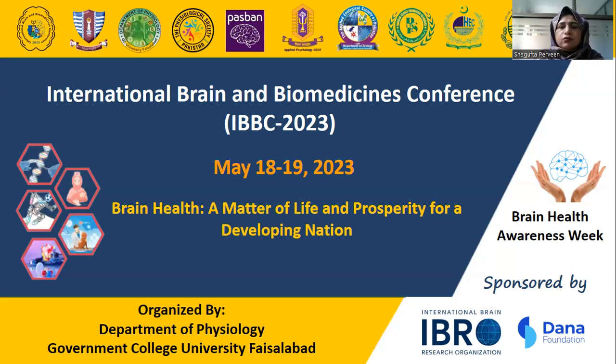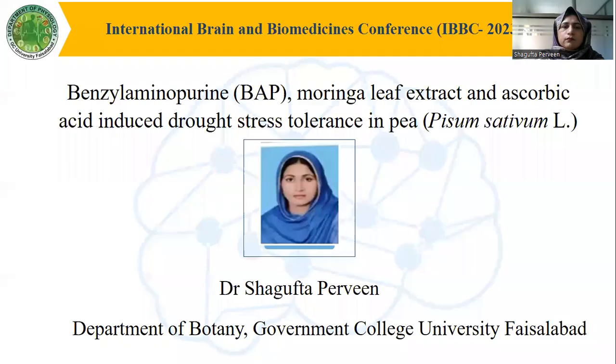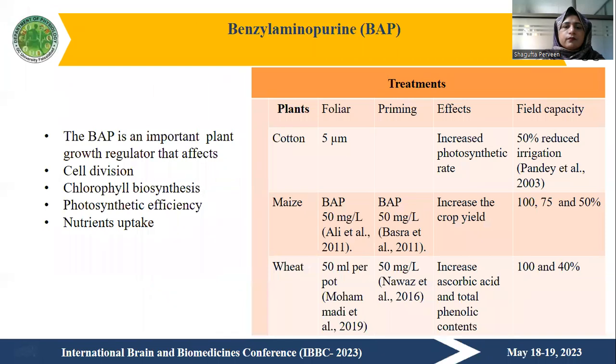The title of my presentation is benzyl aminopurine, moringa leaf extract, and ascorbic acid induced drought stress tolerance in the plant. Benzyl aminopurine, BAP, is an important plant growth regulator that affects cell division, chlorophyll biosynthesis, photosynthetic efficiency, and nutrient uptake.